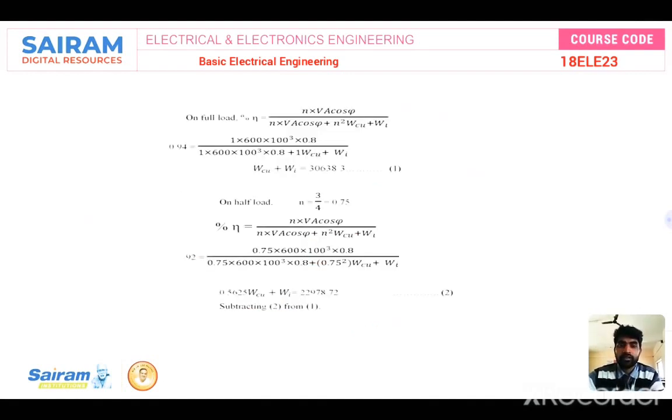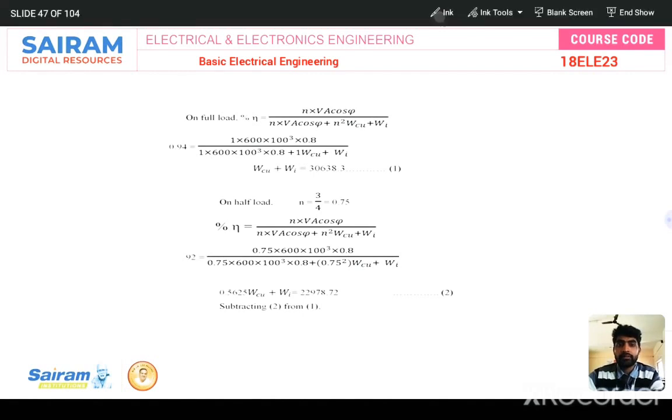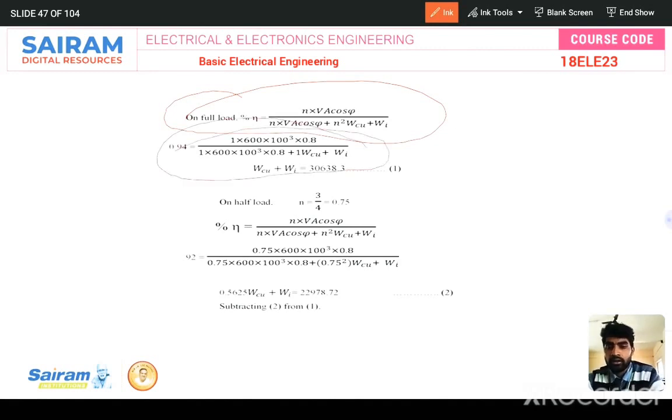Okay, see here the formula is the same. On full load, efficiency is N into VA cos phi divided by VA cos phi plus N square WCU plus Wi. In the theory we discussed, instead of N we have taken X as load. Okay, you can take N also, that is up to you. The letter whatever you are choosing, you can take anything. And to substitute the value of X, I mean N load, for the full load you substitute N is equal to 1, you will get the equation like this.